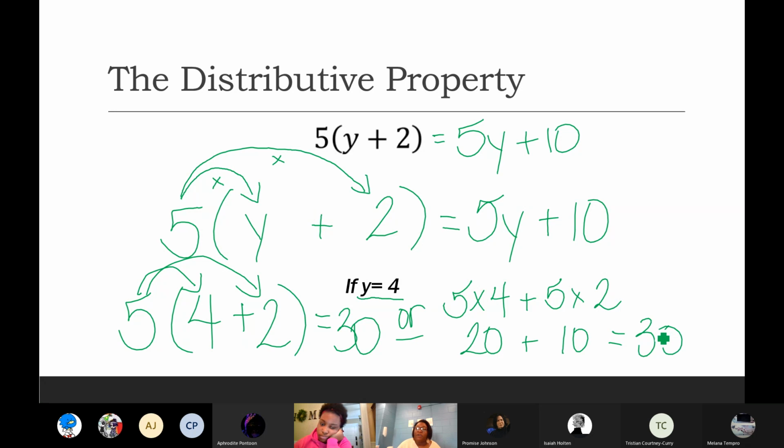It's important for us to know that we can use the distributive property. Let me change that. We will use the distributive property to solve equations. And we're going to get some practice in with it today. Take some time to finish writing this down.